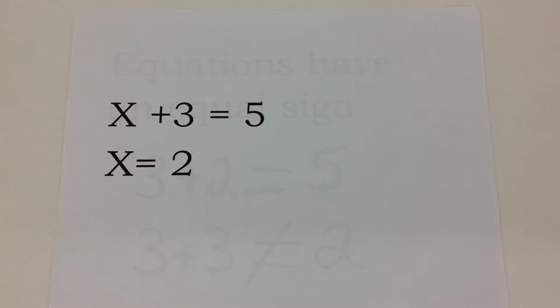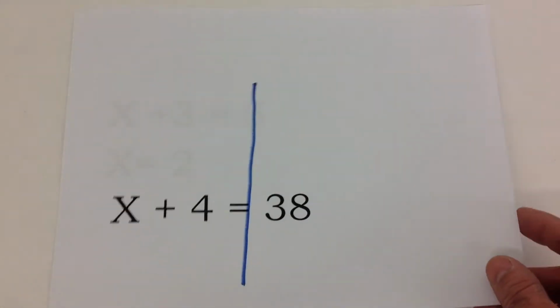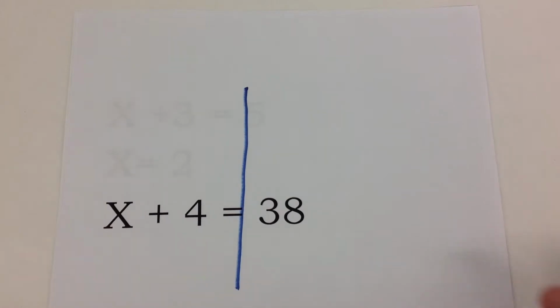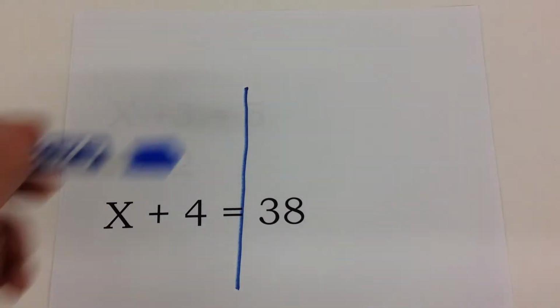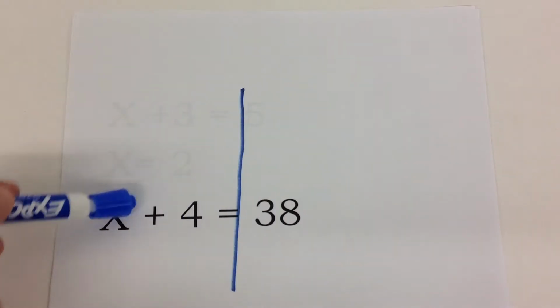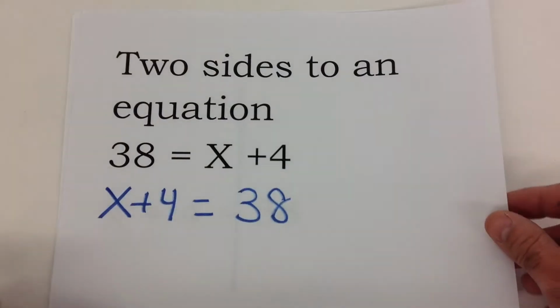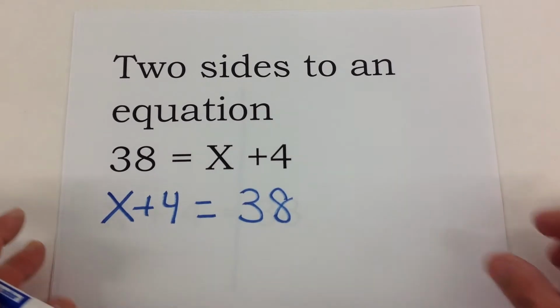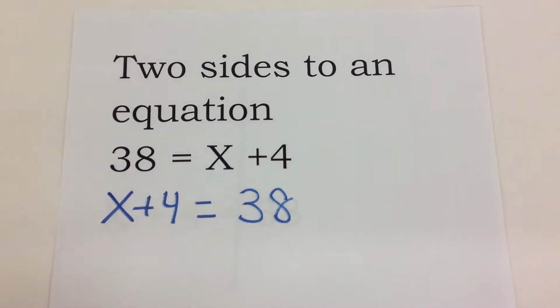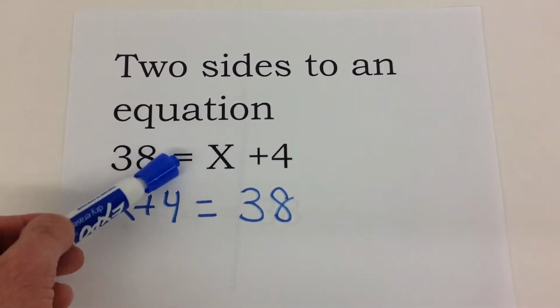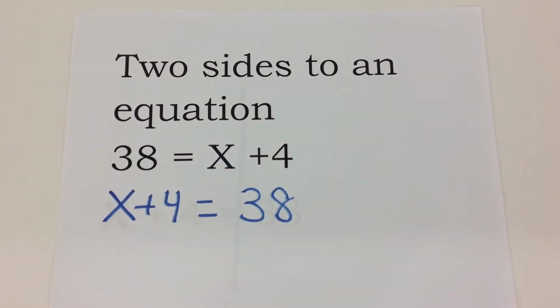So here's things to know about equations. Equations have two sides, and they're separated by the equal sign. That's why this line's here, just to show that there's two sides of an equation. Now, x plus 4 equals 38 could also be 38 equals x plus 4. It's the same thing. So again, the equal sign separates the two expressions in the equation.